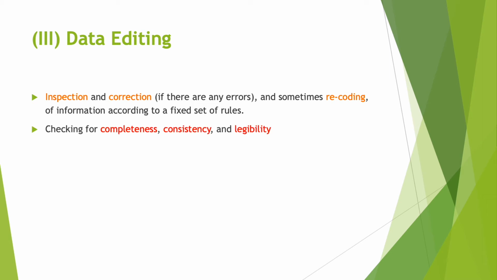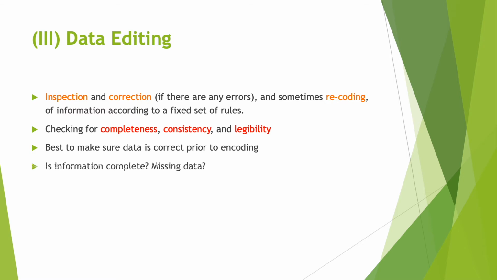It is during data editing where you check for the completeness and consistency of your data, and in the case of data written on the source documents, legibility as well. It is always best to make sure that your data is correct prior to encoding, because wrong data can become considerably difficult to detect once it already gets encoded in the spreadsheet, and this can lead to erroneous interpretation of your data. It is also imperative to ask yourself if your data is complete. Although imputation methods can be used, still, nothing beats going back to the source of your data, that is, your study participants, to collect the correct information.